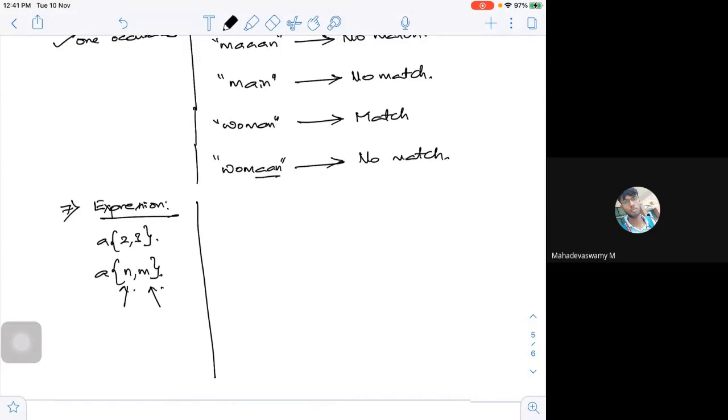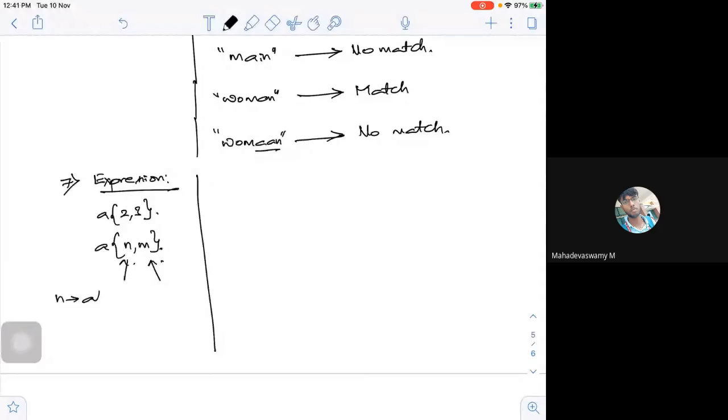So N is nothing but at least N times it has to repeat, and at most M repetitions. This is what N and M are. Now let us look at some example strings. Let me put it as simple, let me take it as A, B, C, something like that.